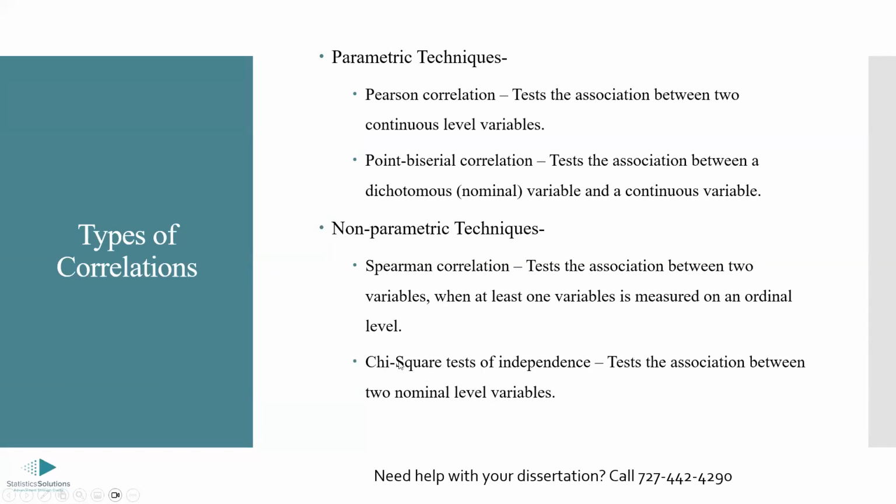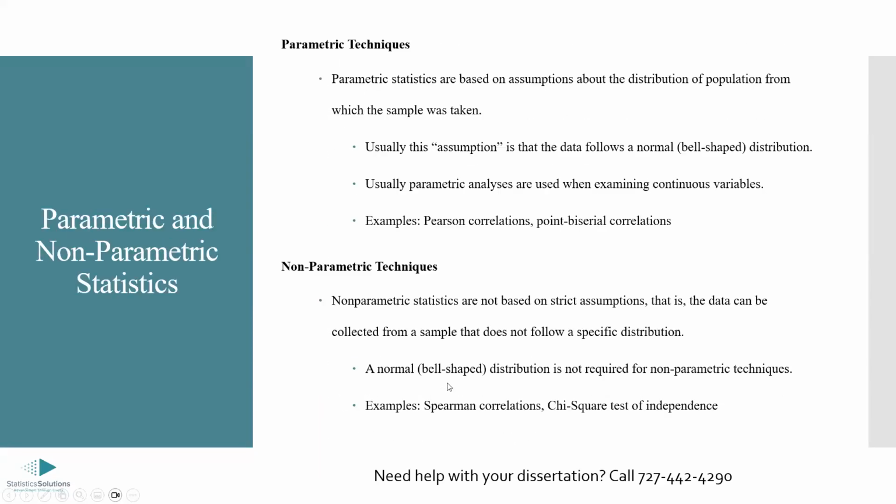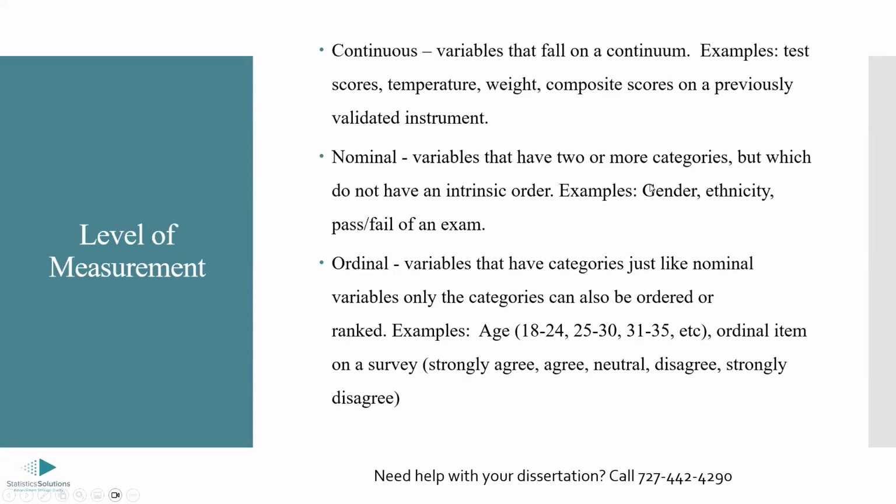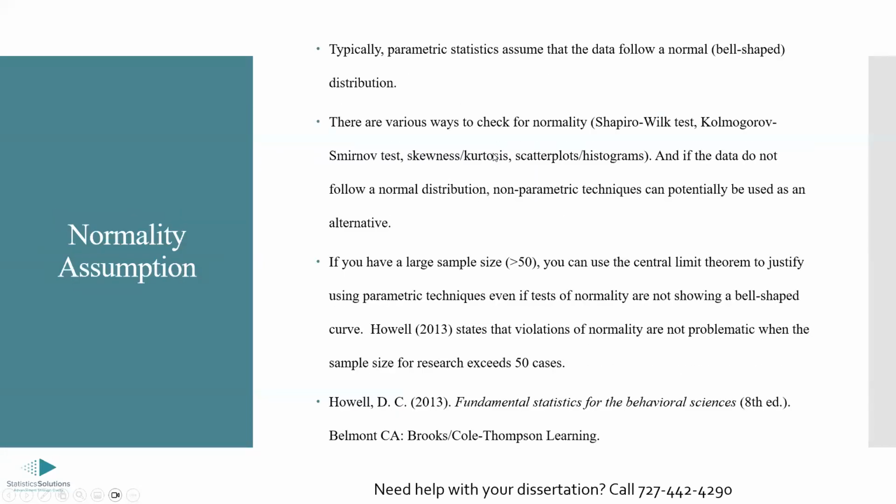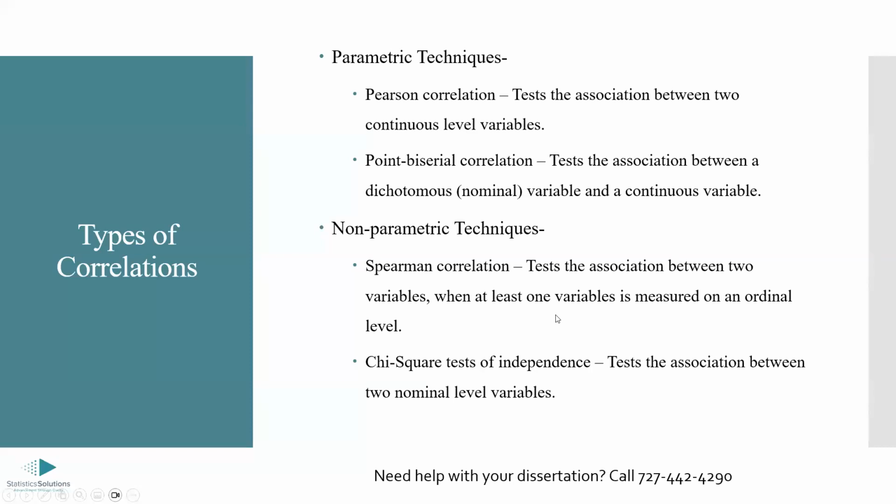And then finally, we have a chi-square test of independence. This is used when you're looking at the association between two categorical variables or two nominal variables. That would be, if we're looking at the association between gender, male and female, and passing and failing of an exam, or ethnicity and passing and failing of an exam, you need to have two categorical constructs to run a chi-square test of independence.